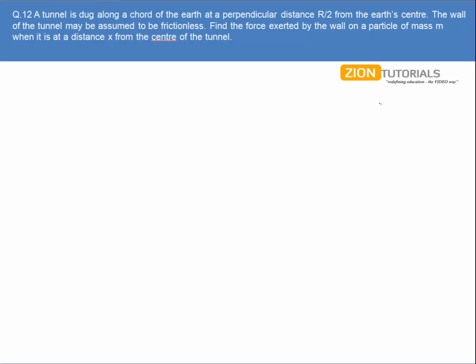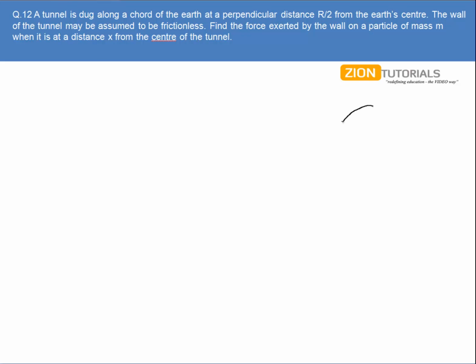A tunnel is dug along a chord of the earth at a perpendicular distance r/2 from the center of the earth. The wall of the tunnel may be assumed to be frictionless. Find the force exerted by the wall on a particle of mass m when it is at a distance x from the center of the tunnel.